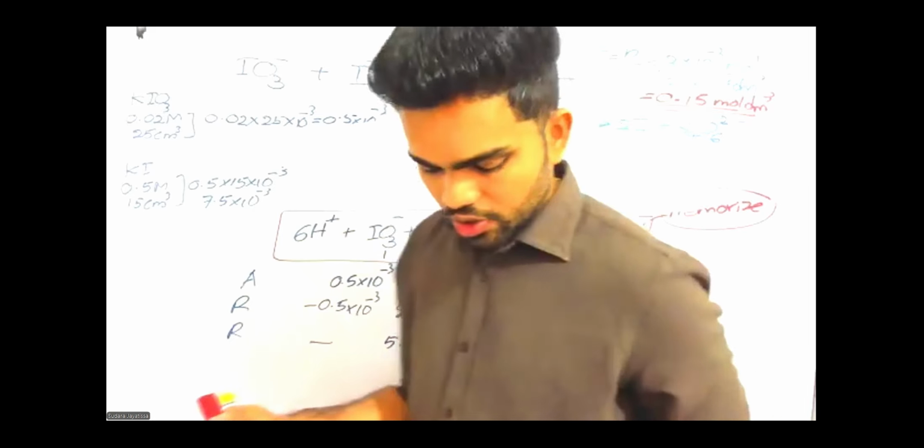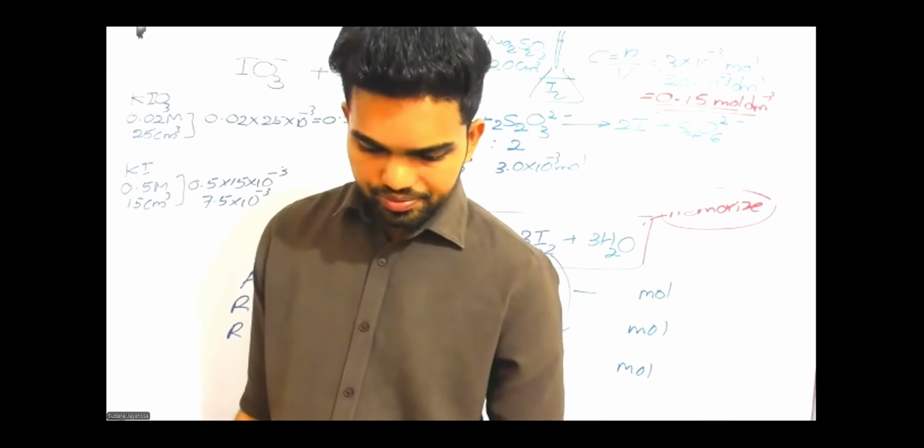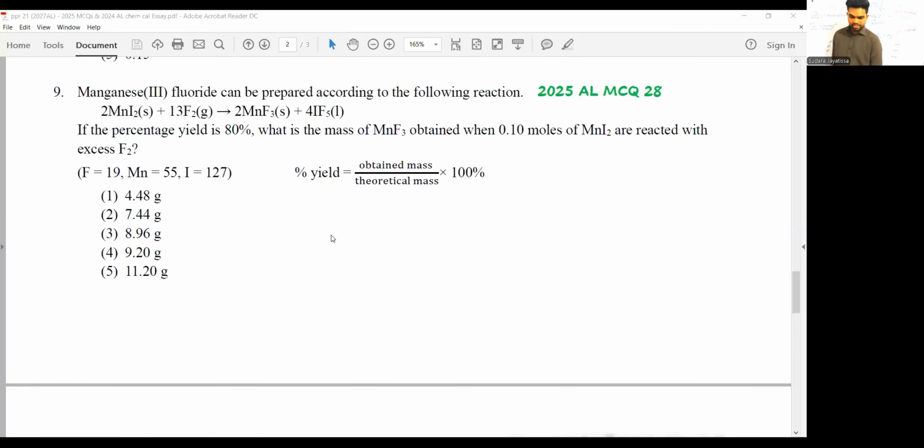Okay, then let's go to question number 9. It's also a small calculation they gave in the place 28. We'll discuss that. Manganese fluoride can be prepared according to the following reaction. Manganese iodide: 2MnI2 reacts to form 2MnF3. It's very simple. So 2:2, that means ratio is 1:1.